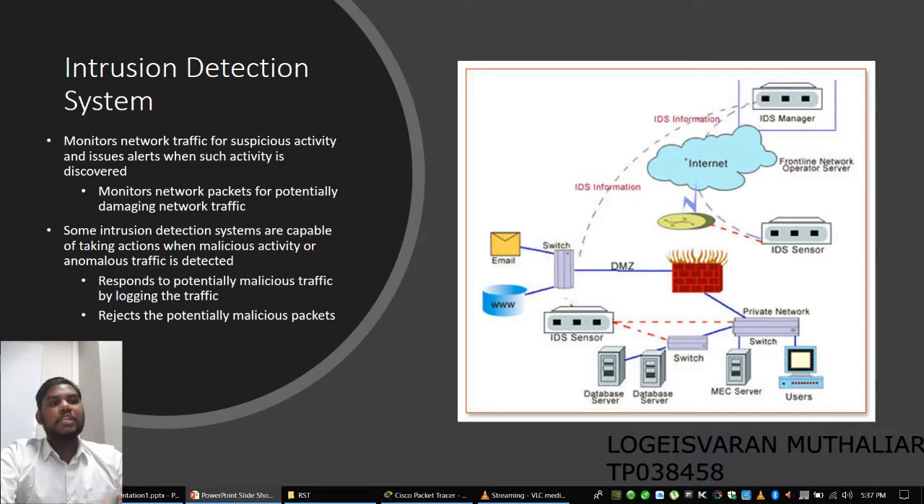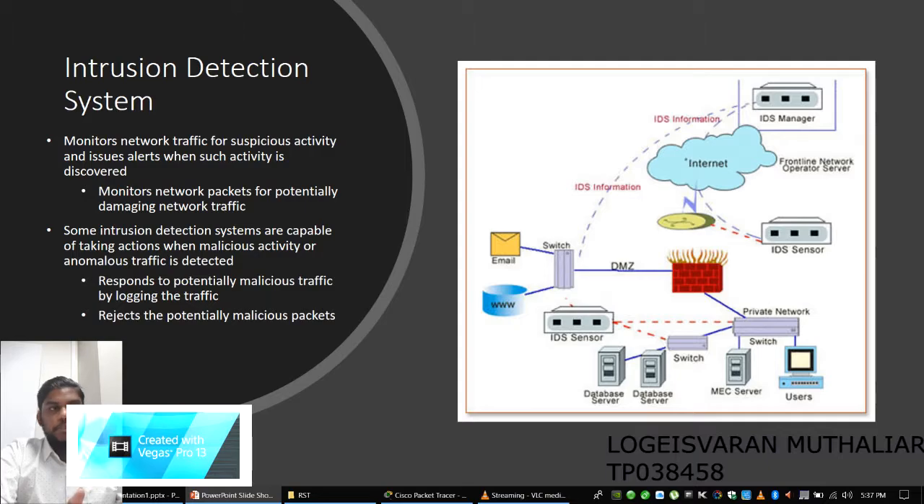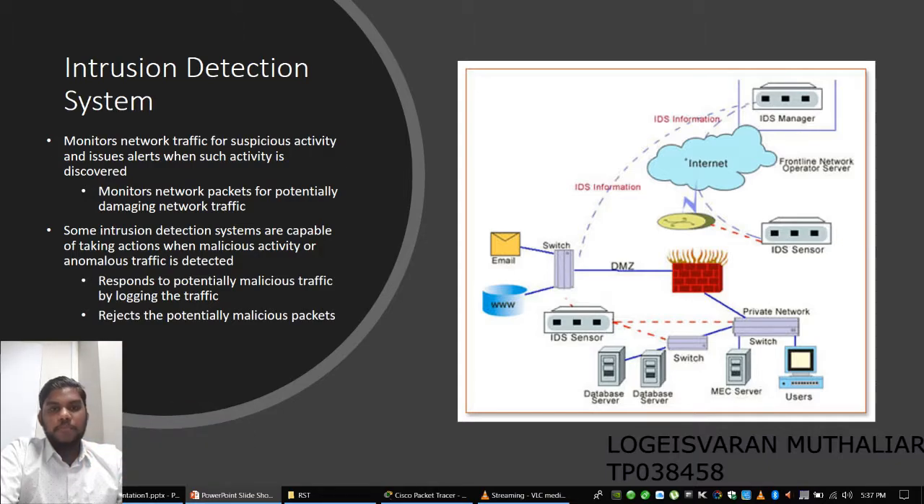Next is the intrusion detection system. Basically, what it does is monitor the traffic for suspicious activities and issues. When it senses something suspicious, it will alert the administrators when such activity is discovered. So it basically monitors the network for packets that could potentially damage the network traffic.